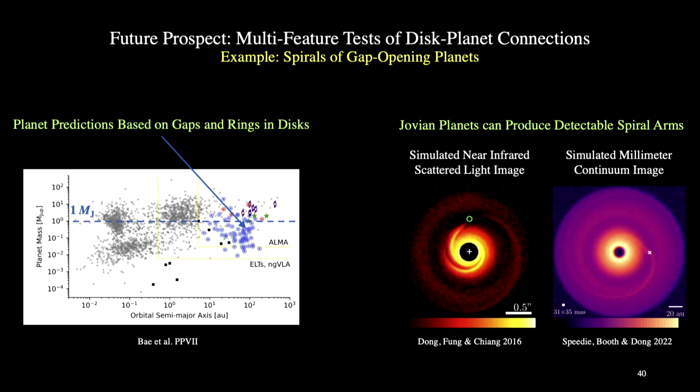And when Jupiter mass is here, we see there are quite a few Jovian planets inferred from rings and gaps. Those planets, Jovian planets at tens of AU, are supposed to produce observable spiral arms. These two panels show synthetic observations of disks being perturbed by a Jovian planet at tens of AU in near-infrared scattered light and millimeter continuum observation. You can clearly see the spirals. So for these predicted gap-opening planets, can we really see the spirals produced by them? That's a test of the planet hypothesis here.